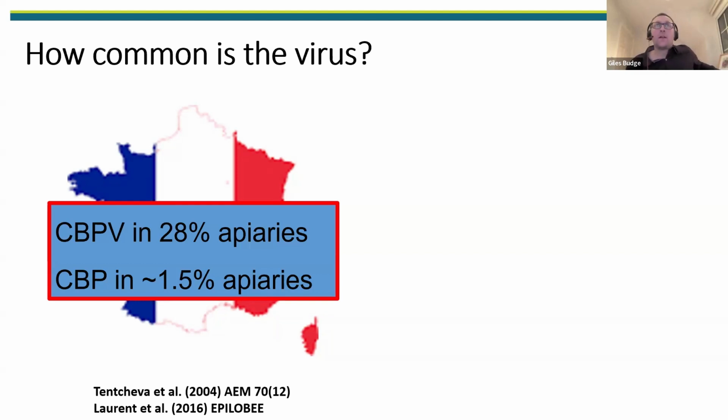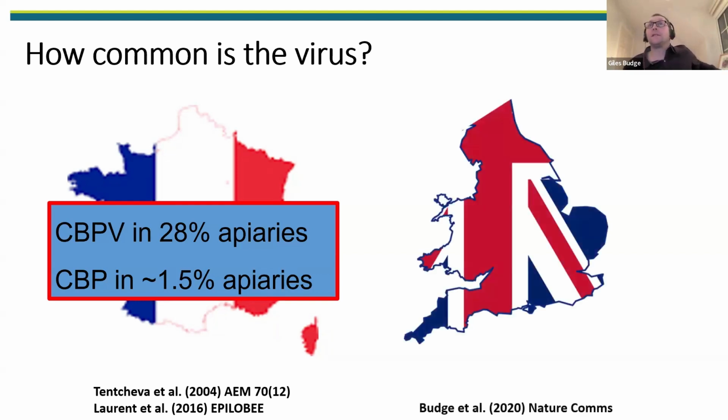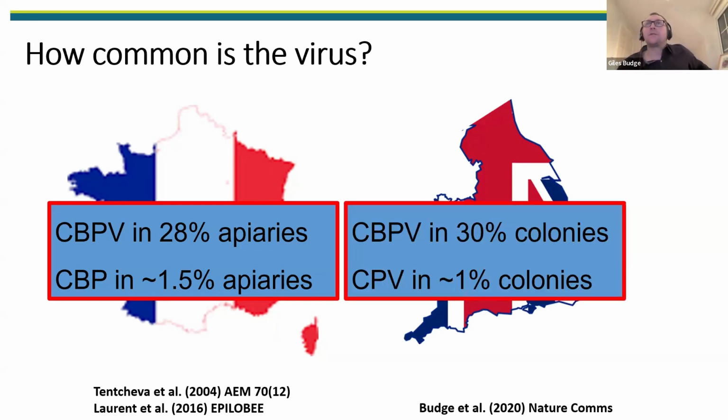Okay. What about England and Wales? Actually, these data are England, Wales, and Scotland. It's actually a little bit higher up than where I've cut off the map there. So apologies if you're calling in from Scotland. Okay, what did we find in this paper? It's quite a small sample size, but interestingly, we found very similar numbers to France. Around a third, again, of all colonies now, rather than apiaries, tested positive for chronic bee paralysis virus, but the actual disease itself was present in around 1% of colonies.